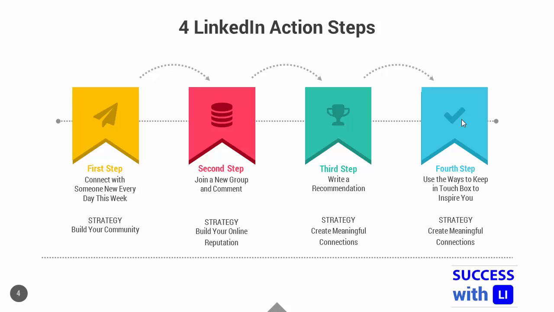So very simple, 4 different action steps to take over the next 7 days. The first step is to connect with someone new every day this week. Second step is to join a new group and comment. The third step is to write a recommendation for someone. And the fourth step is to use the ways to keep in touch box.